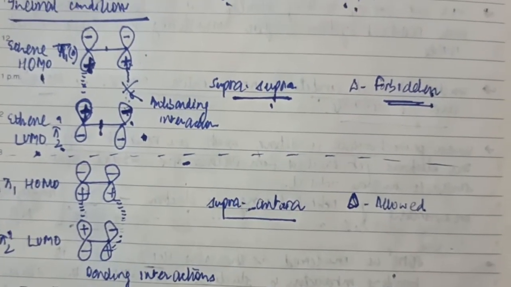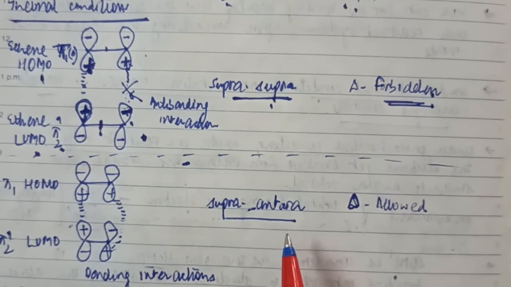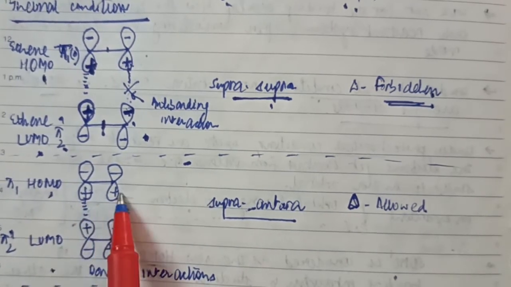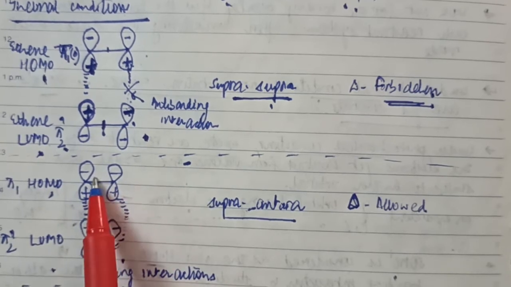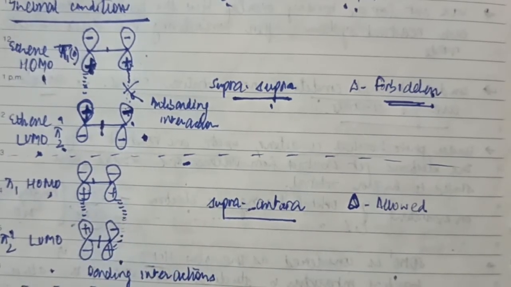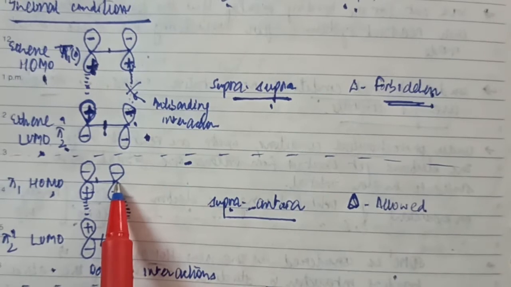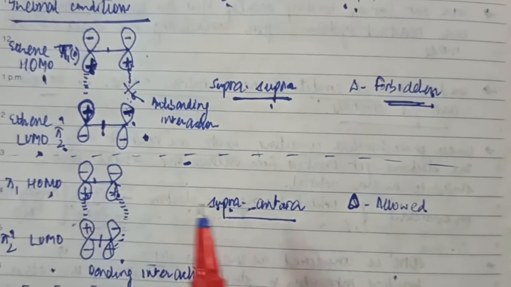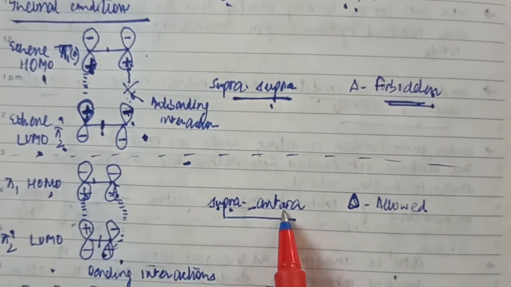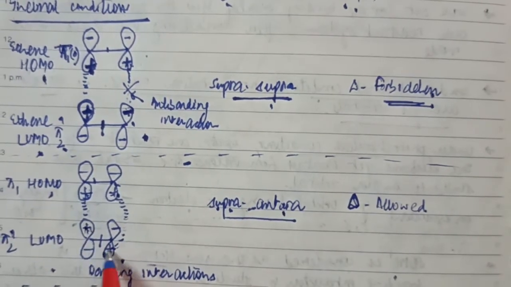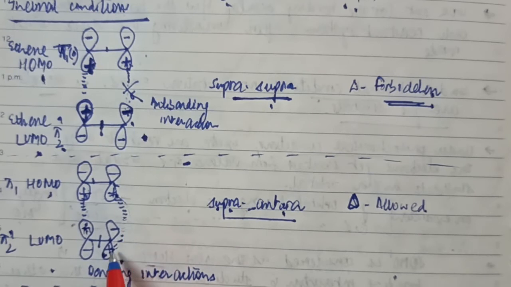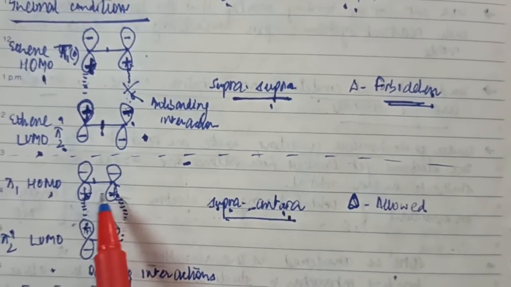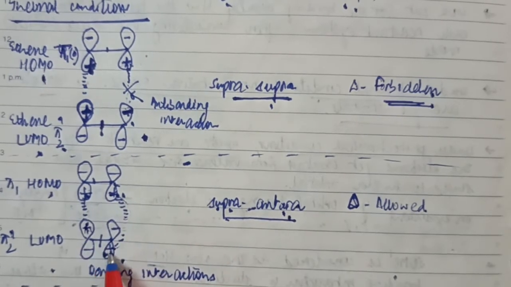Let's talk about the second stereochemical mode, supra-antara. Same reactant HOMO, same reactant LUMO, same orbital picture: zero nodes, one node. This component is adding in a suprafacial manner, meaning similar lobes are adding. This second component is adding in an antarafacial manner, meaning opposite faces are adding. So this is adding with this. This is a supra-antara process. I'll repeat: supra for this, same lobes adding, and antara for this, opposite lobes adding.